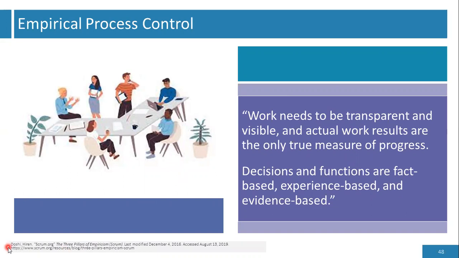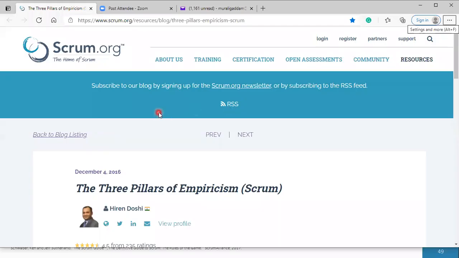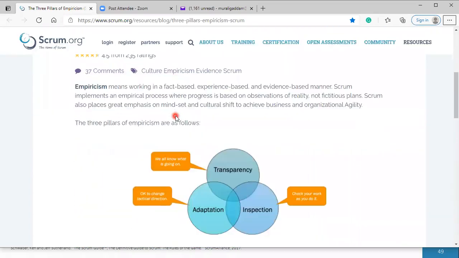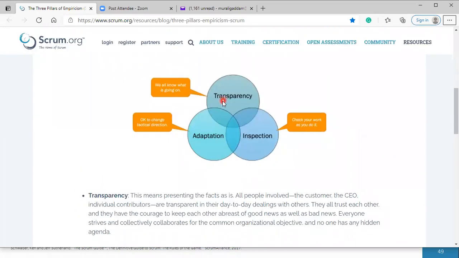For that, we look into this link at the bottom. At scrum.org, we have this discussion on the 3 pillars of empiricism or Scrum, which shows you three bubbles or the three pillars: the transparency, adaptation, and inspection. Transparency is about we all know what is going on as a team. Adaptation is okay to change tactical direction. Inspection is check your work as you do it. Therefore, inspect, and based on the inspection, adapt the work.